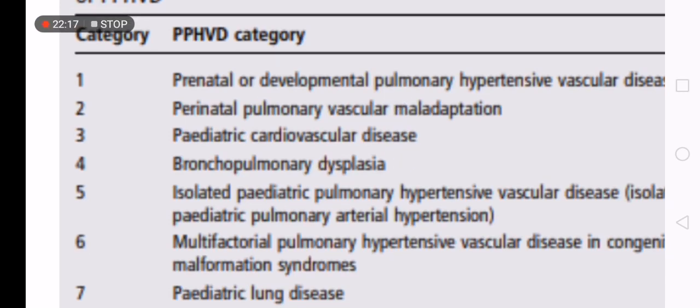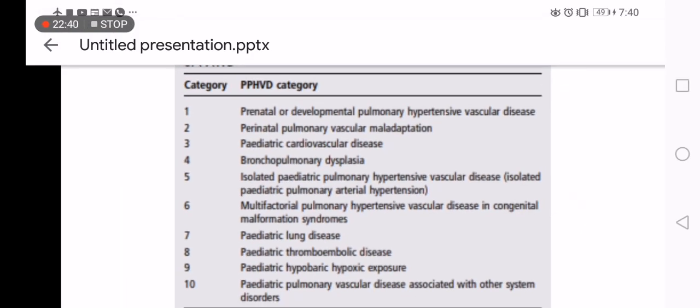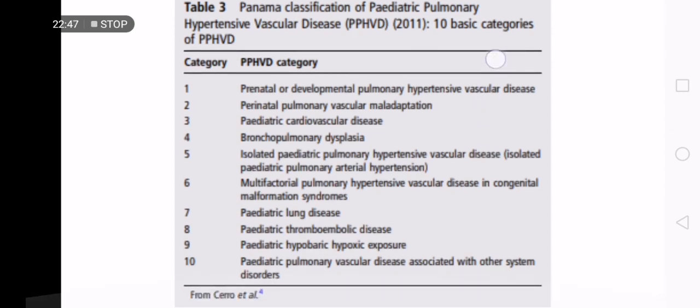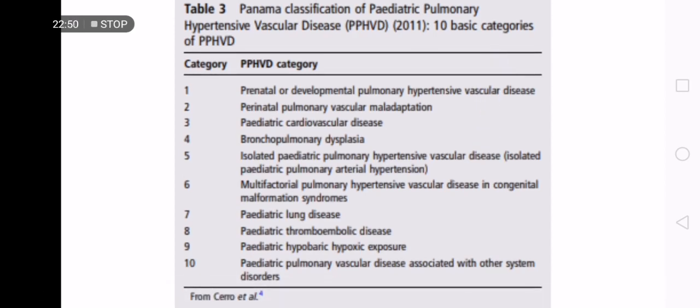We have a categorization of pediatric pulmonary hypertension: prenatal or developmental pulmonary hypertensive vascular disease, perinatal pulmonary vascular maladaptation, pediatric cardiovascular disease, bronchopulmonary dysplasia, isolated pediatric pulmonary hypertensive vascular disease, multifactorial pulmonary hypertensive vascular disease, pediatric lung disease, pediatric thromboembolic disease, pediatric hypobaric hypoxic exposure, and pediatric pulmonary vascular disease associated with other system disorders.